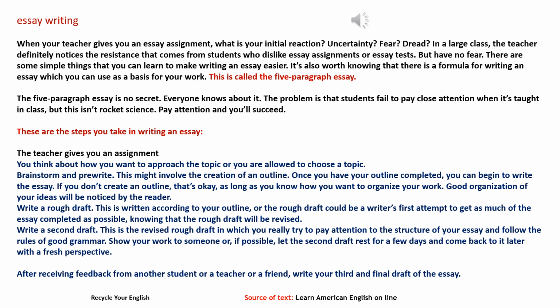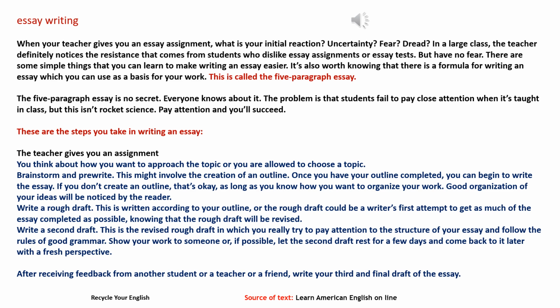Essay writing. When your teacher gives you an essay assignment, what is your initial reaction? Uncertainty, fear, dread. In a large class, the teacher definitely notices the resistance that comes from students who dislike essay assignments or essay tests. But have no fear. There are some simple things that you can learn to make writing an essay easier.